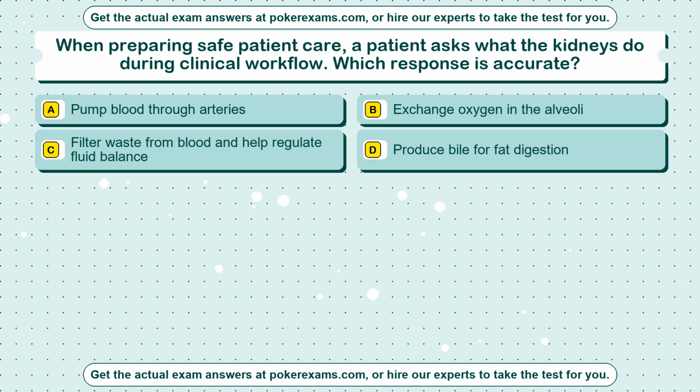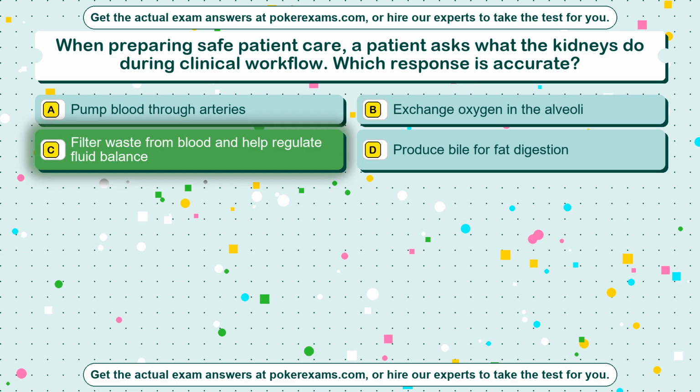Question 36. When preparing safe patient care, a patient asks what the kidneys do during clinical workflow. Which response is accurate? Option A, pump blood through arteries. Option B, exchange oxygen in the alveoli. Option C, filter waste from blood and help regulate fluid balance. Option D, produce bile for fat digestion.